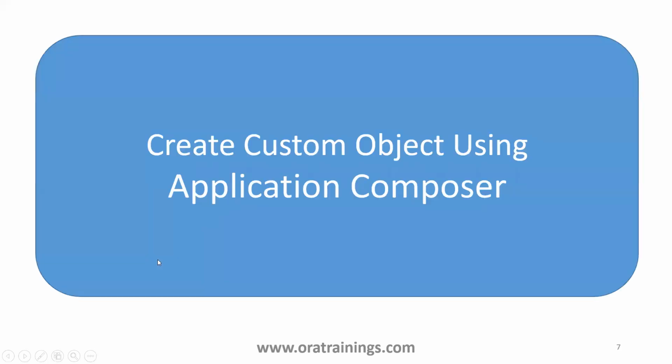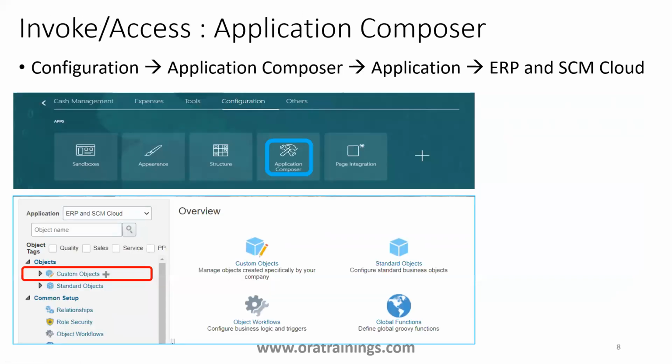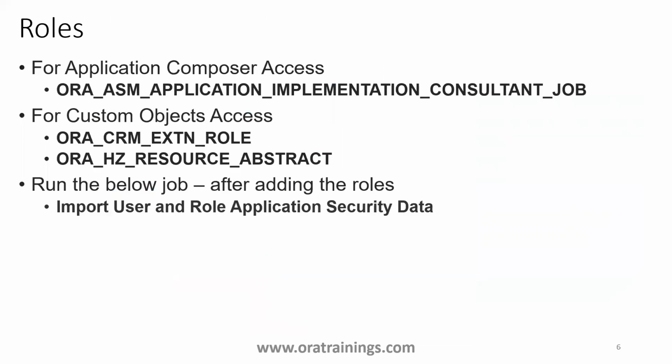Now let us understand how we create a custom object using application composer. Here, if you observe, this is the navigation of the application composer. Let me show you. This is one of the important things. If you don't have the application composer access, you have to make sure that you have these three roles. The first role is for creating objects using application composer, and the next one is for viewing the existing custom objects. Once you add the roles, make sure you run the job mentioned here, so that the roles will get synchronized for your user access.